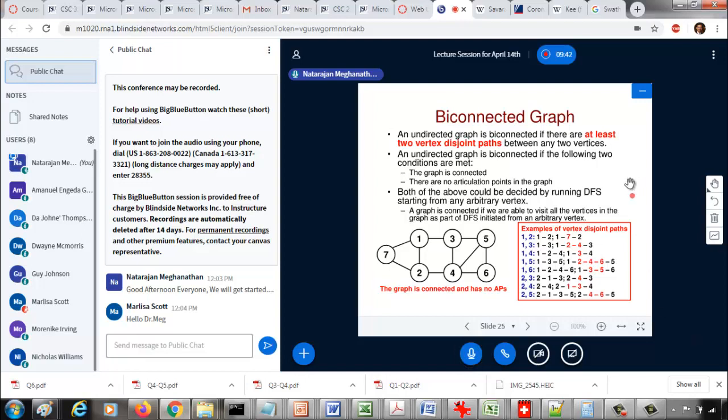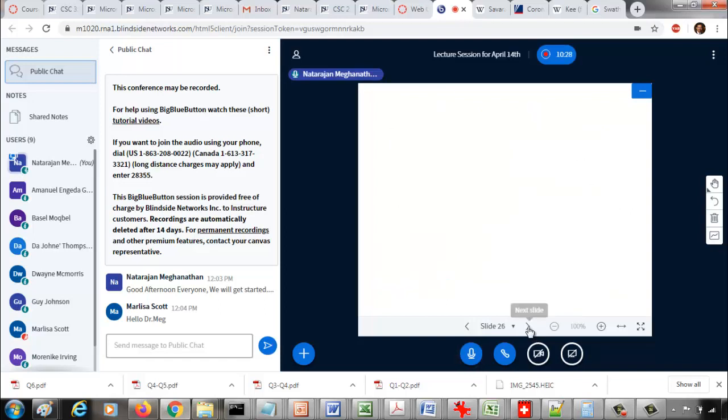So in a biconnected graph you are guaranteed to have at least two vertex disjoint paths. How can we decide whether a graph has at least two vertex disjoint paths? Just run depth first search and check if any vertex is an articulation point or not. If the graph is connected, meaning all vertices are reachable from each other, and there are no articulation points in the graph, then the graph is said to be a biconnected graph. That means such a graph will have at least two vertex disjoint paths between any two vertices. So that's what we can think about as an application of finding whether a vertex is an articulation point or not.